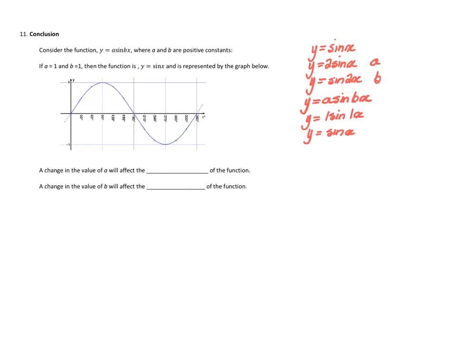From your investigation, you should have seen that when you manipulate the value of a, which is this graph over here, you change the amplitude. And when you manipulated b, which is this graph over here, you changed the period.